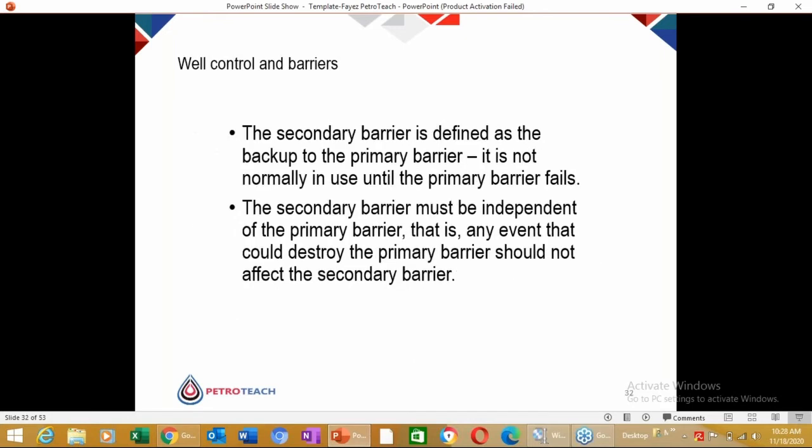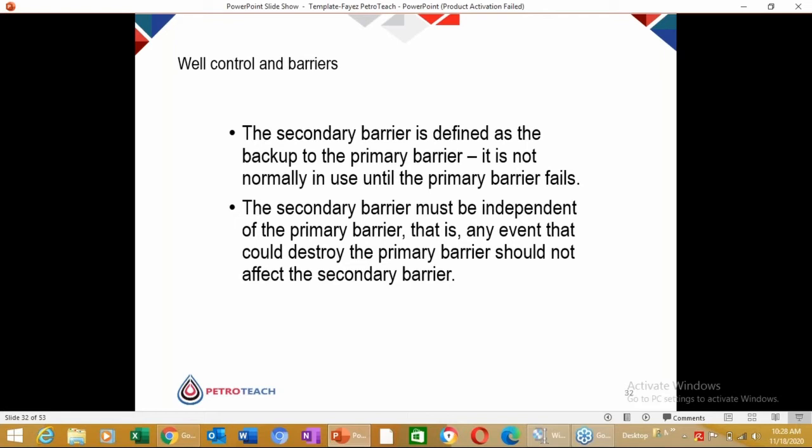The secondary barrier is defined as the backup to the primary barrier. It is not normally in use until the primary barrier fails. And the secondary barrier must be independent of the primary barrier, that is, any event that could destroy the primary barrier should not affect the secondary barrier.